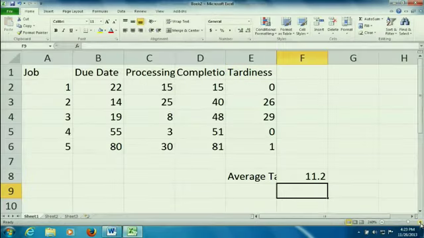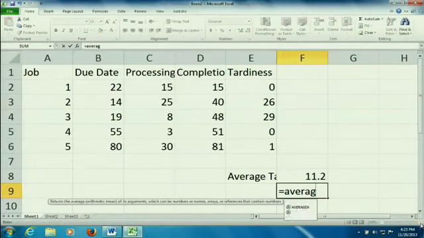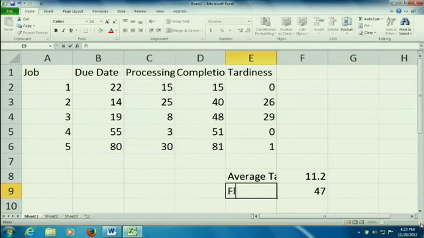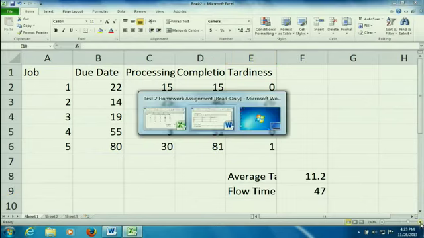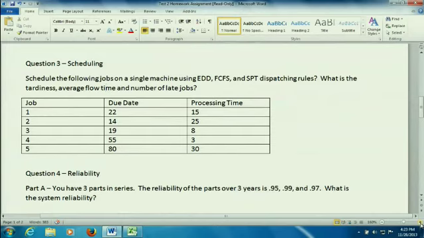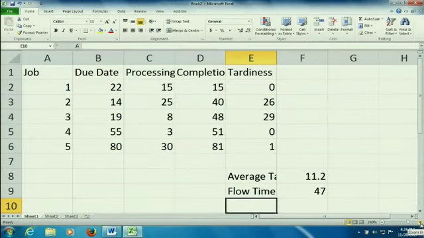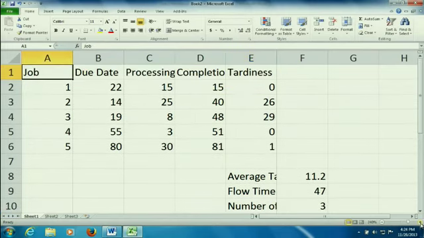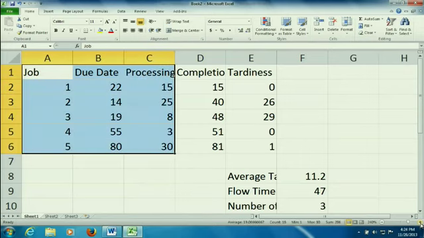What's the average flow time? Well, that'd be just the average of the completion times. And then the number of late jobs would be 3. So that's first come, first serve.